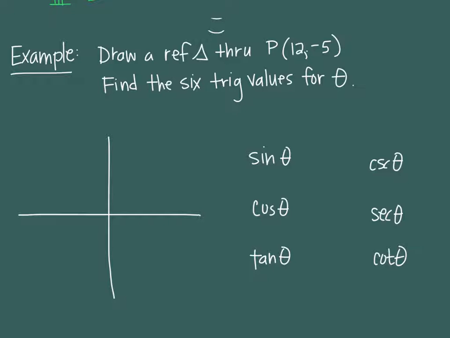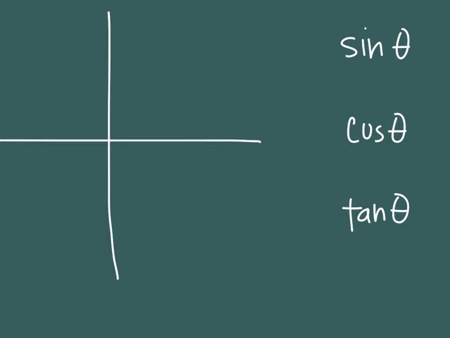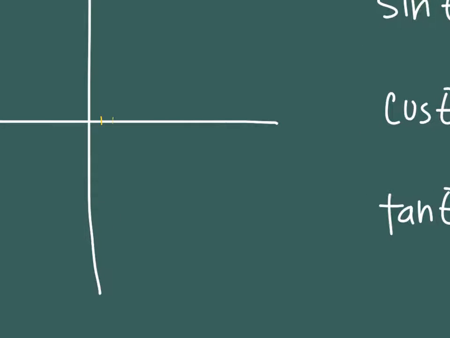Now the first thing I want to do is get the point drawn on there in the right quadrant. So what quadrant is (12, -5) in? Quadrant 4. Okay, so let's put (12, -5). So 1, 2, 3, 4, 5, 6, 7, 8, 9, 10, 11, 12, and 1, 2, 3, 4, 5. So I'm going to have my point P be right there. And from that point P, I'm supposed to construct a reference triangle. And so I'm going to make sure my hypotenuse goes back to the origin.